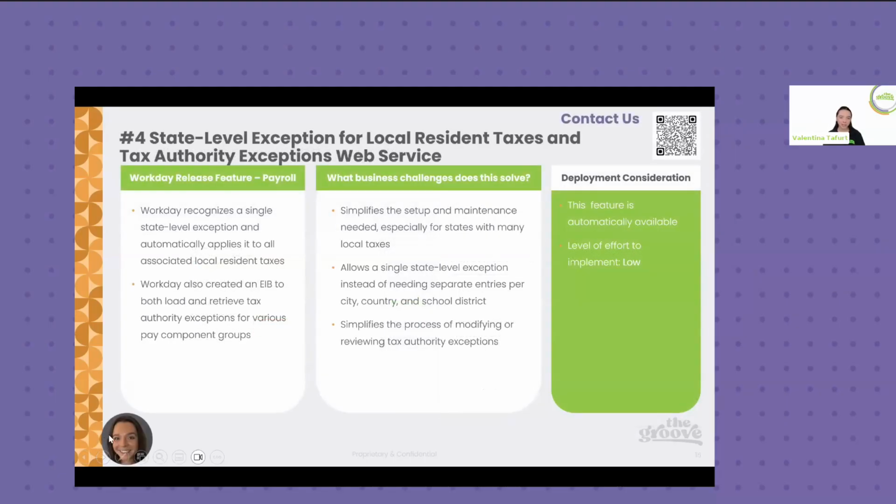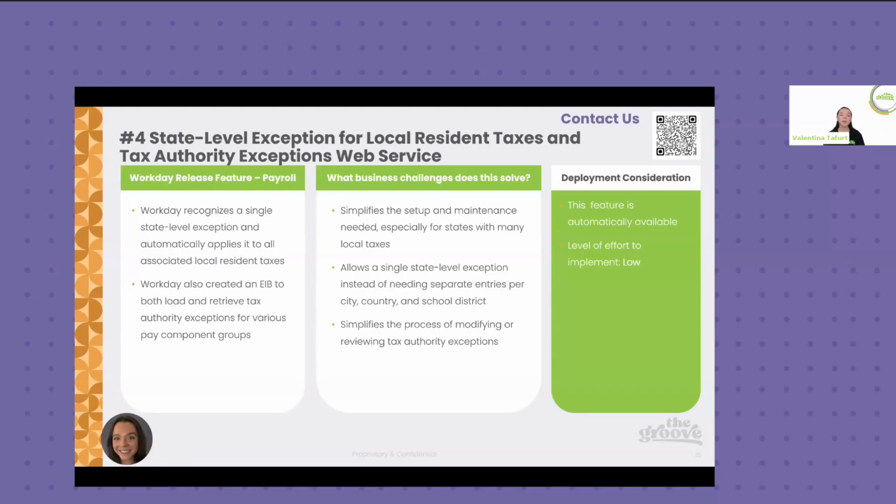And the last feature that we're going to talk about today is the state level exception for local resident taxes and tax authority exceptions web service. So this one is twofold. The first one is that Workday is going to recognize a single state level exception and is going to automatically apply it to all associated local resident taxes. So before you had to go one by one for each local tax that was going to be an exception for every pay component. Now Workday is going to default any state exception into the local ones. This is going to be big for time saving and just not having to repeat yourself over and over.